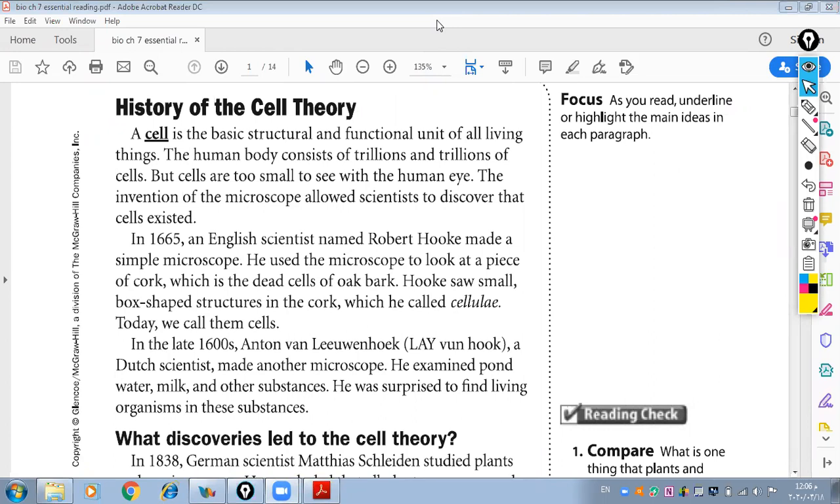Okay, Abdullah Ibrahim Yusuf. Alaikum salam. Abdullah Ibrahim, yes, what is the meaning of a cell? It is the basic structural and functional unit of the living things. Excellent, excellent.